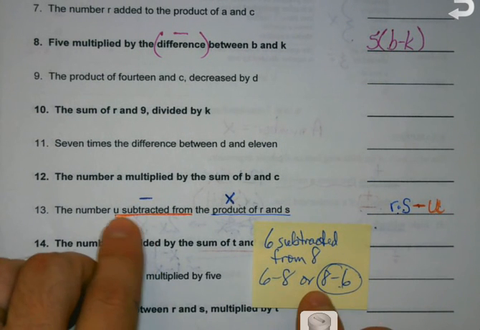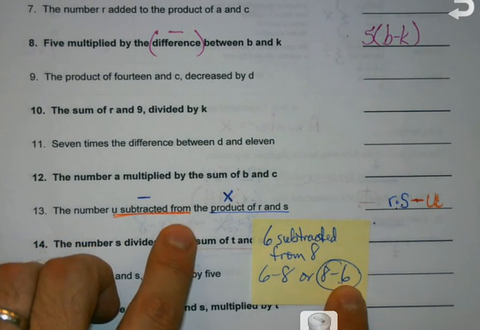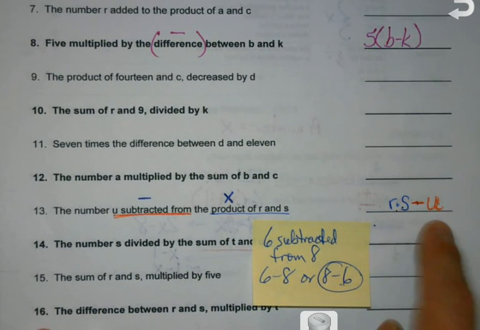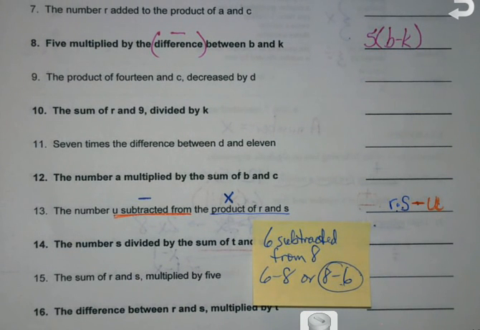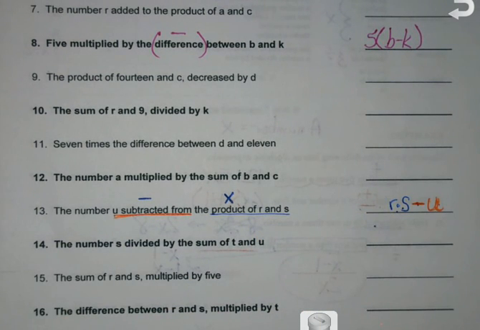I want u subtracted from. In other words, I want the minus u on the end, just like my 6 was. And it lets us think about that a little bit and get ourselves ready to go with that. But again, the best thing to help you with this is just doing practice. So here's what I want you to do.